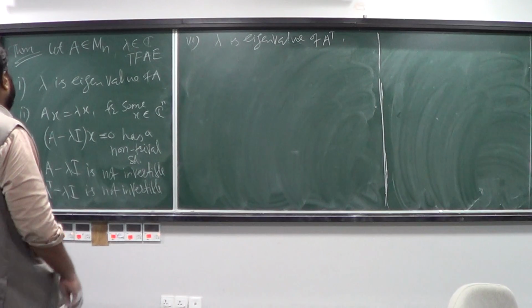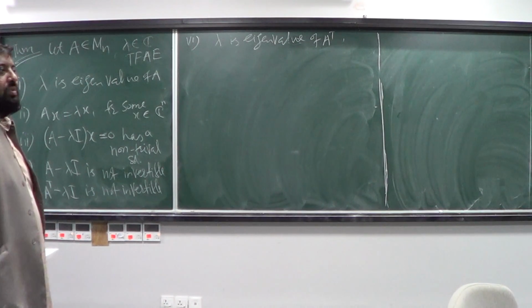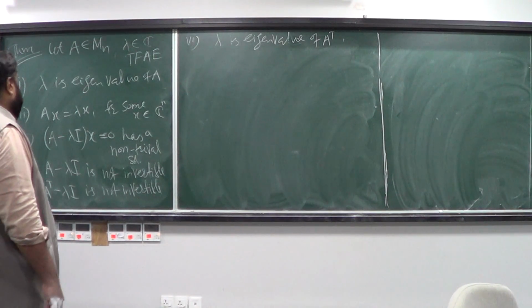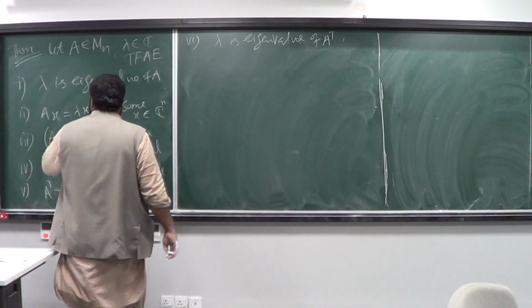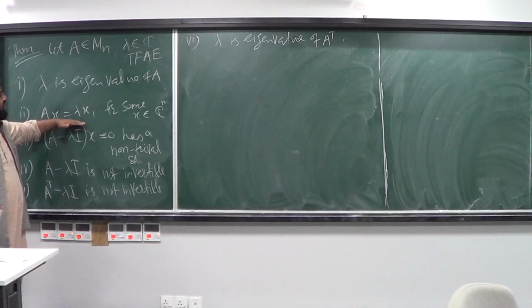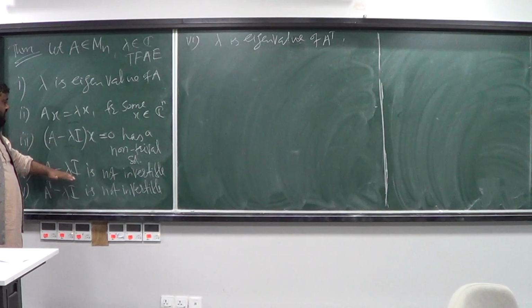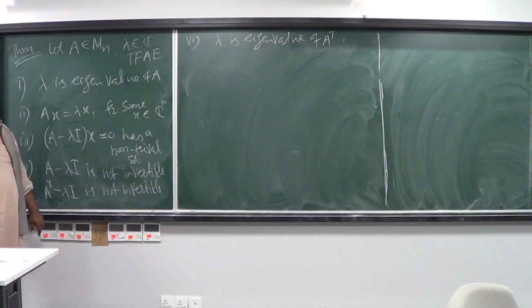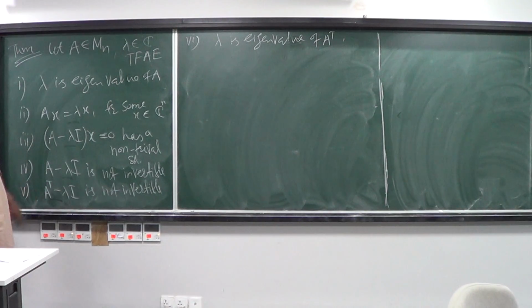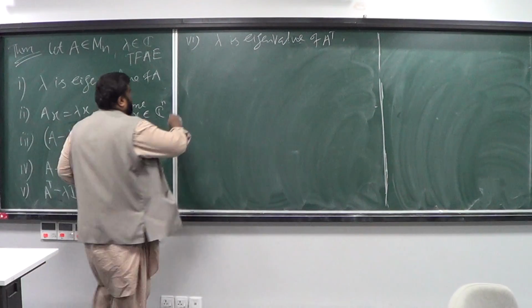So in other words, if you want to prove, for example, that lambda is an eigenvalue of a matrix A, either you prove this, or you show that this system has a non-trivial solution, or you show that the operator A minus lambda I is not invertible, or you show that A transpose minus lambda I is not invertible, or you can also show that lambda is an eigenvalue of A transpose. So all of these statements are equivalent.